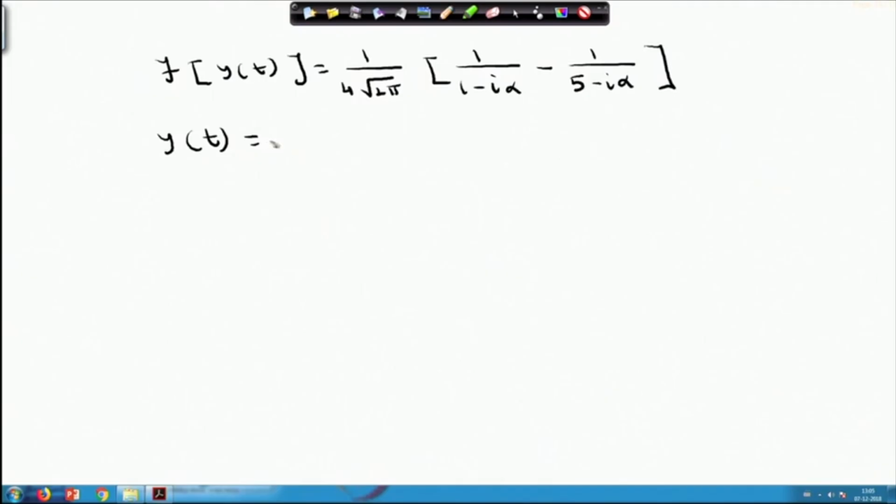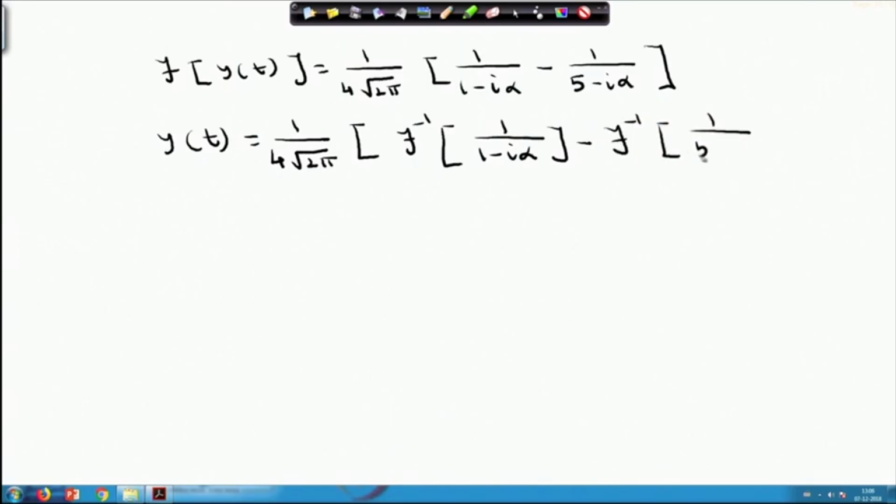y of t will be equal to 1 by 4 into root over 2 by pi into the Fourier inverse of 1 by 1 minus i alpha minus the Fourier inverse of 1 by 5 minus i alpha. So, this is equation 1, and once I know the value of the Fourier inverse of 1 by 1 minus i alpha or the Fourier inverse of 1 by 5 minus i alpha, I can always tell what y of t will be.